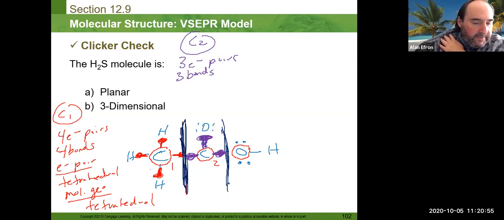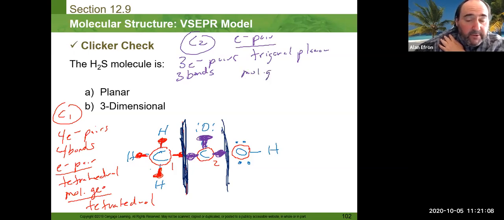So in terms of carbon number 2, its electron pair geometry would be trigonal planar, and its molecular geometry will also be trigonal planar here, because it's basically 3 electron pairs, 3 bonds, no non-bonding electrons happening there.